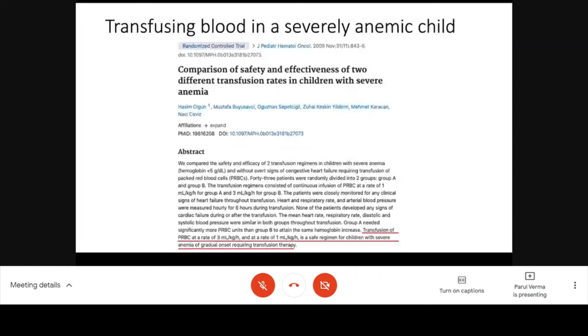Because in sickle cell, when you do an exchange, you remove the sickled RBCs. In malaria, if you do exchange, you remove the parasites. In neonatal hyperbilirubinemia with severe anemia, you remove the antibodies, and in addition to that, you give RBCs.